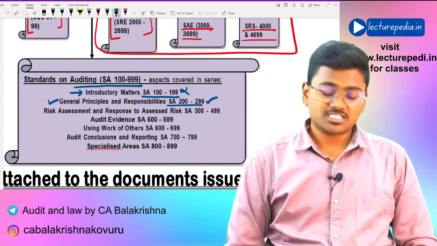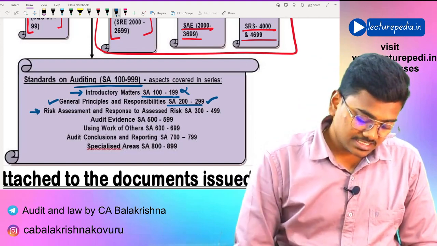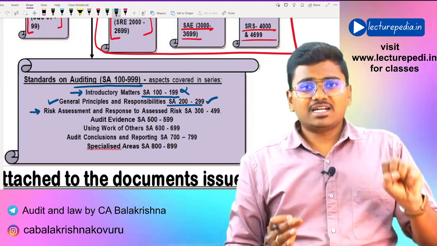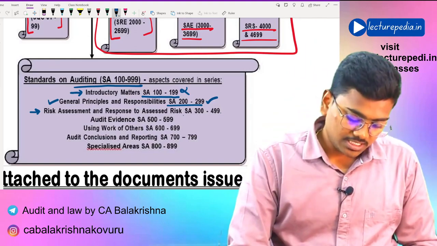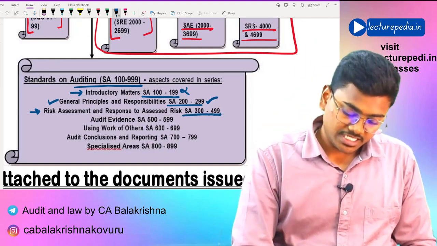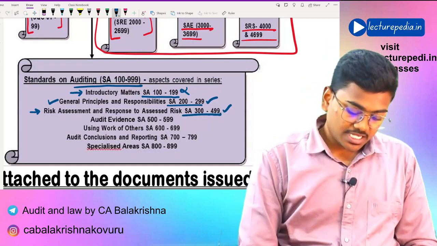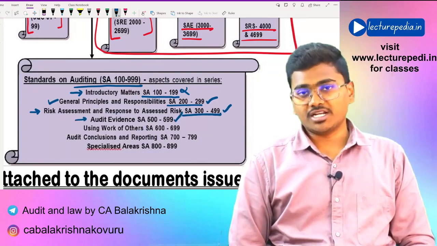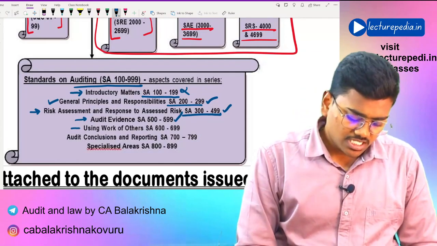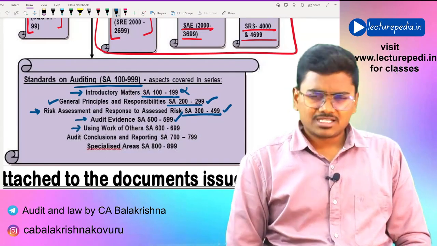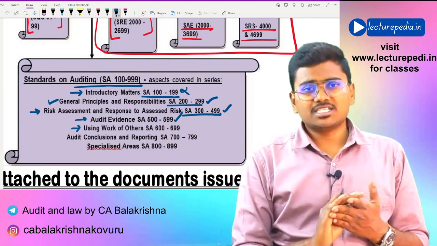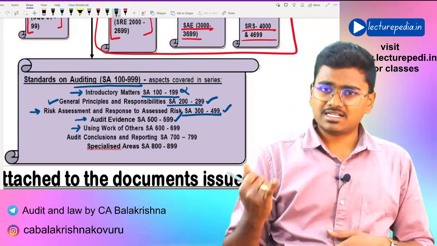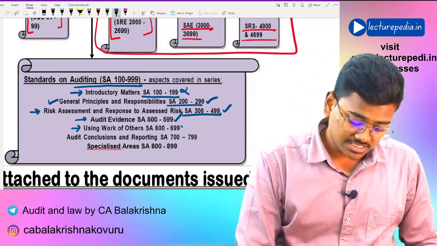SA 200 series is present. Next, risk assessment and responses of the auditor will be dealt with in the 300 series and 400 series, SA 300 to 499. Even this is present in our syllabus. Next, audit evidence will be in the 500 series, SA 500 to 599. Even this is present in our syllabus. Next, using the work of other people will be covered in the 600 series. Here we have 3 standards, SA 600, 610 and 620. Even this is there in our syllabus.